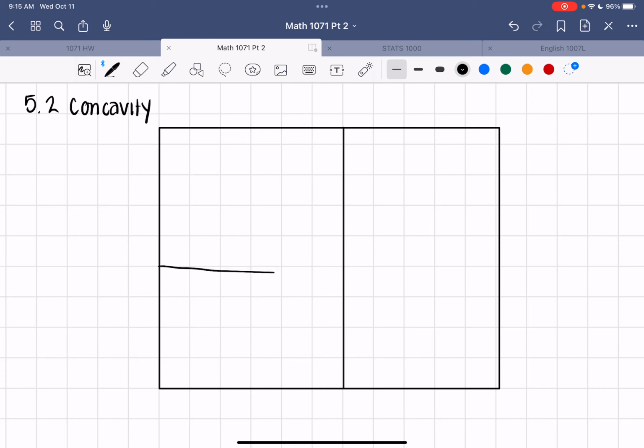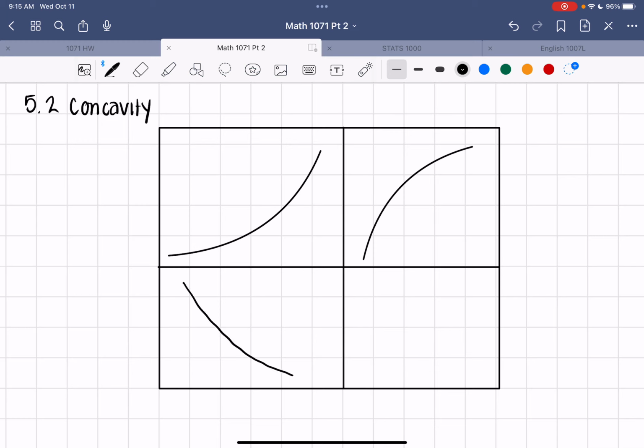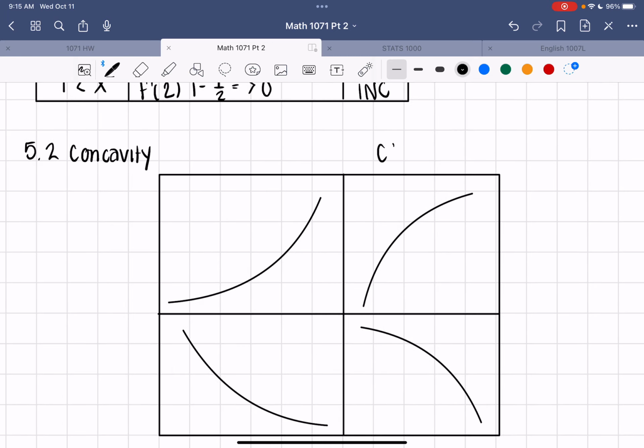What does an increasing concave up shape look like? Increasing concave up looks like that. What does increasing concave down look like? That's an increasing concave down. What does decreasing concave up look like? What does decreasing concave down look like? So when we put concavity into the picture, we're going to be drawing one of these four possibilities over each interval.